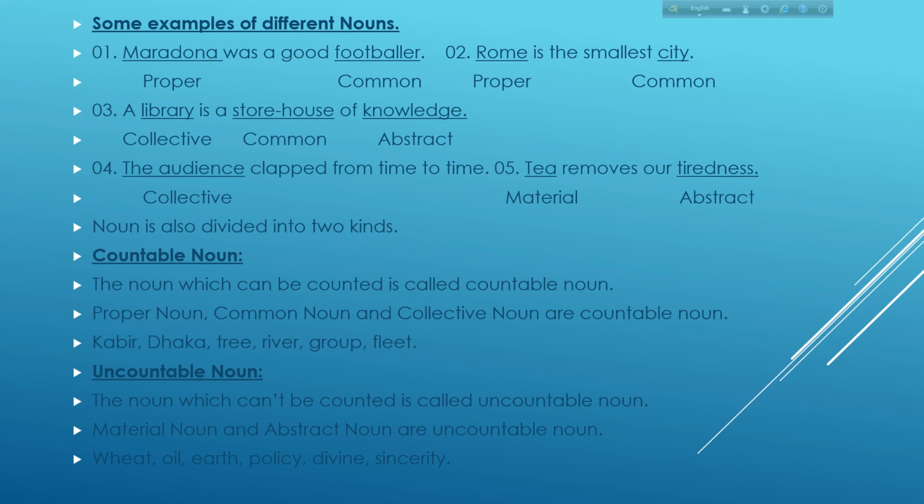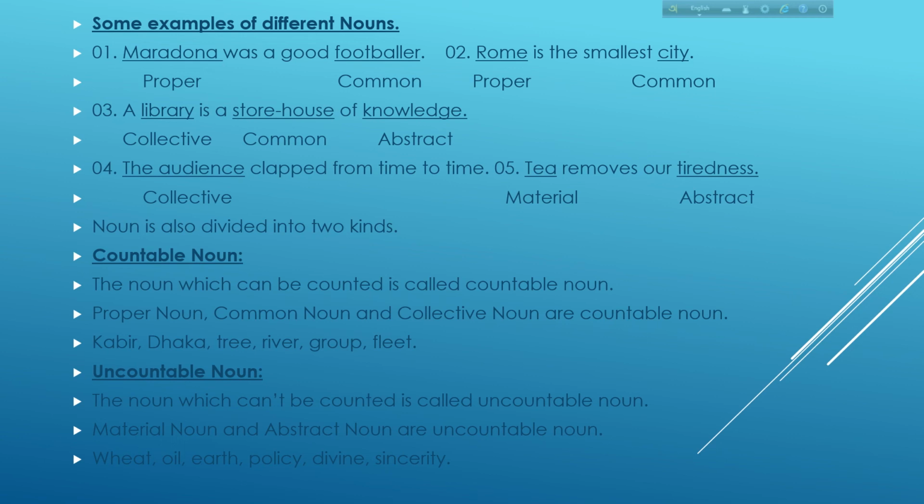These nouns can be divided into another two types, that is countable and uncountable. The noun which can be counted is called a countable noun, and proper noun, common noun, and collective noun are countable nouns because they can be counted. For example, COVID, Dhaka, tree, river, group, fleet.